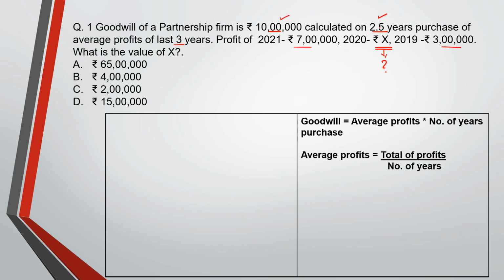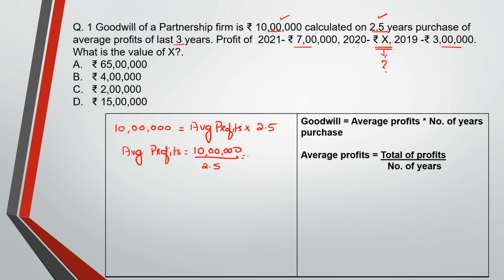They have given us the number of years purchase, and they have said it is that many years of purchase of average profit. So the goodwill formula is average profit into number of years purchase. Therefore, here 10 lakh rupees, which is the goodwill, is equal to the average profits, which is not directly available, into 2.5 years. So we get average profits as 10 lakh divided by 2.5, when we bring it to the other side, it becomes division. So you get 4 lakh rupees. So this is the average profit.